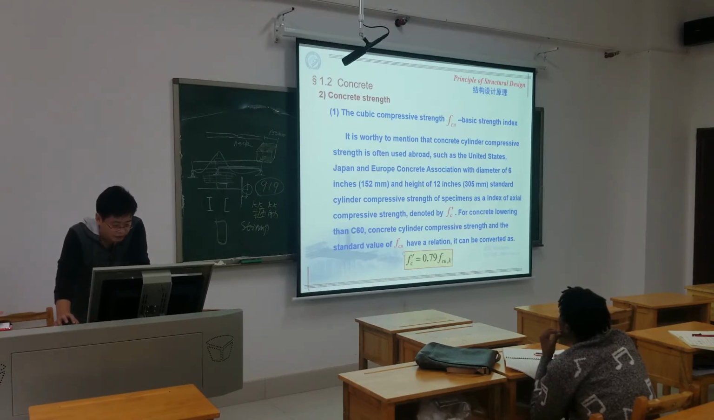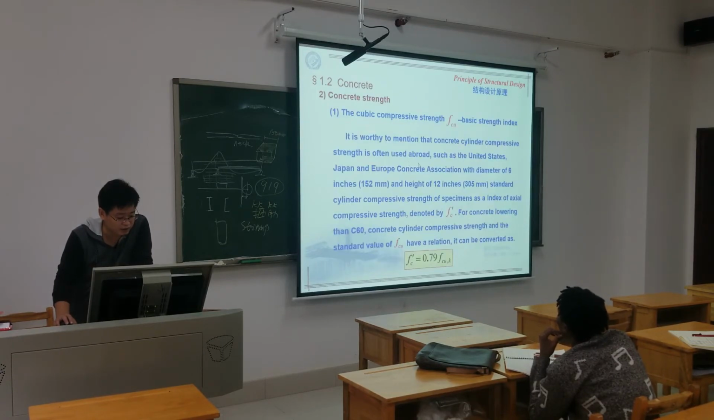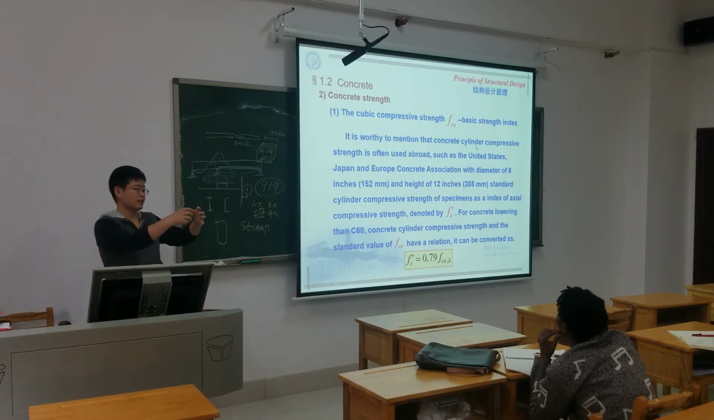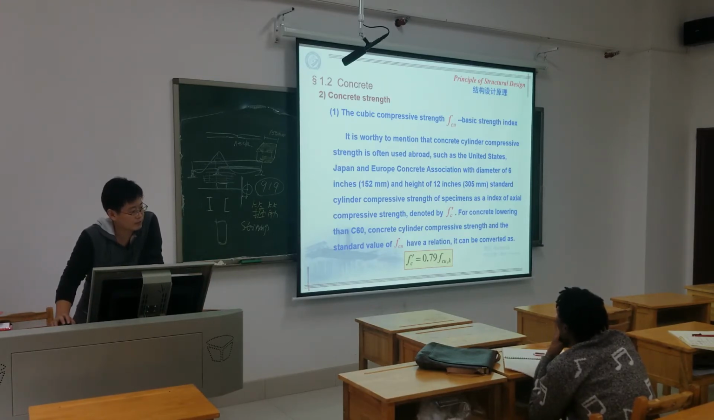Actually, fc and fcu have a relation. So here it's worth mentioning the actual compressive strength. Now here comes another one, the cylinder compressive strength. Not the actual compressive strength, this is the cylinder. That means the specimen is a circular column. They use the circular column to test it. So this one is different.